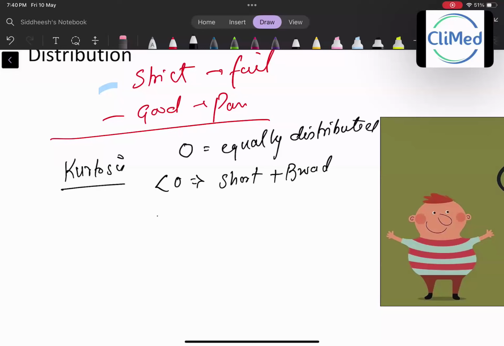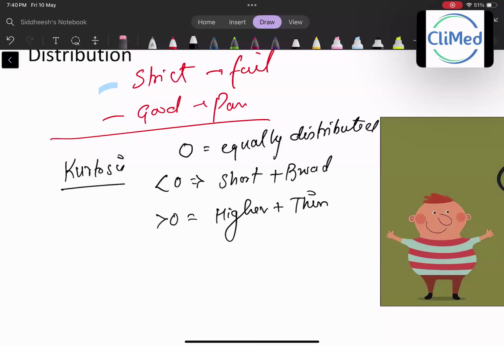What about if it is more than 0? Then this peak will be higher plus thin, right? This is like the memory question. This is not something we can derive, but you have to remember it anyhow.